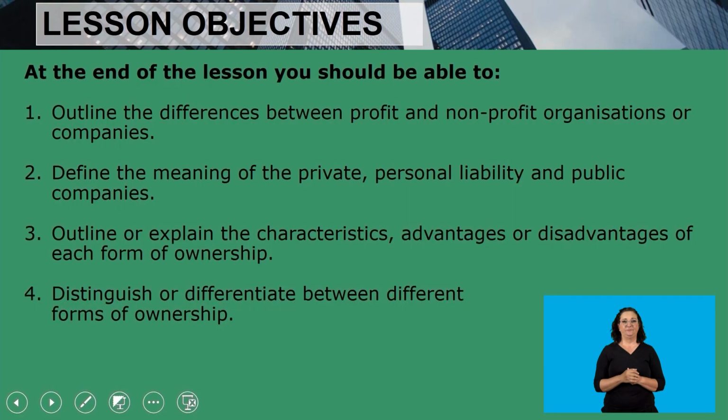Here are the lesson objectives for our lesson today. By the end of this lesson, you should be able to outline the differences between profit and non-profit organizations or companies. Define the meaning of the private, personal liability, and public companies. Outline or explain the characteristics, advantages, or disadvantages of each form of ownership. You should also be able to distinguish or differentiate between different forms of ownership.